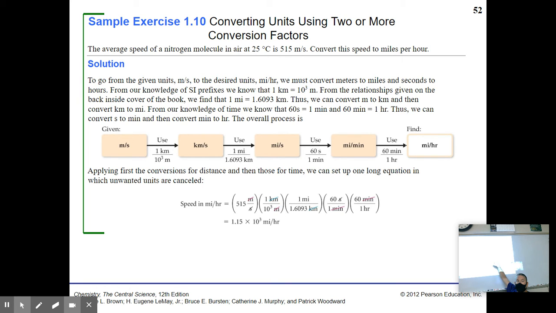And so once I've got all this set up to where I've got meters to miles, seconds to hours, I can then do my calculation. And I highly recommend when you do a calculation like this, when it's this long and this involved, you do it one at a time. What I mean by that is do 515 times 1 divided by 1,000. Hit equal. And just keep building on that.